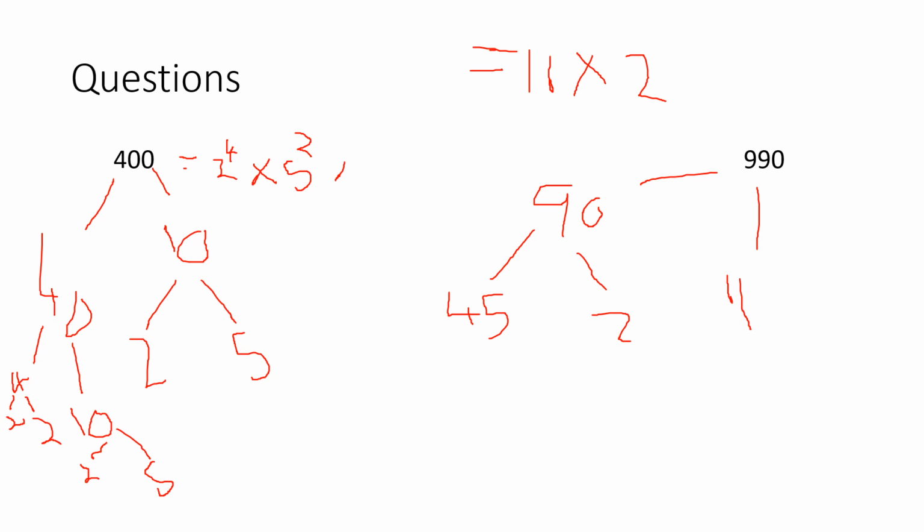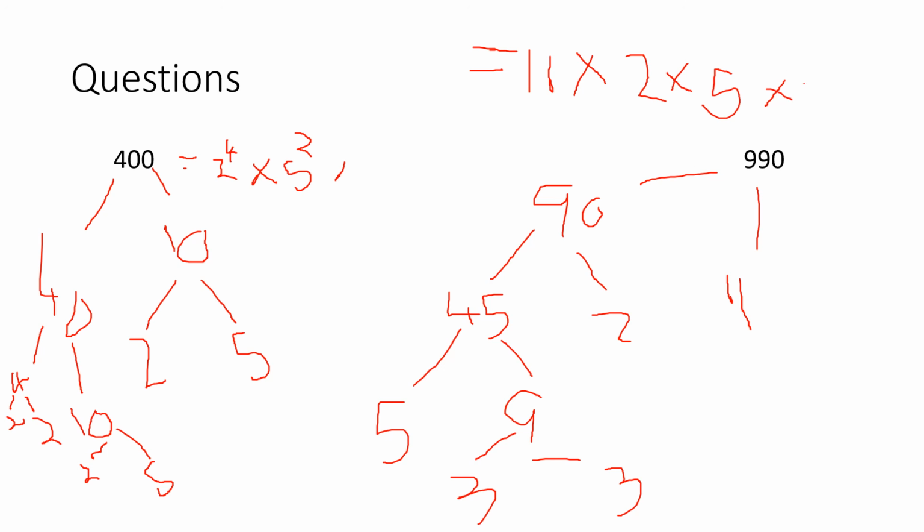Now if we were to split up 45, we'd get 5 and we'd get 9. Now 5 is a prime number, so we just do times 5. And now 9 isn't a prime number, it's actually a square number, so we can split it down even more. And the two numbers that multiply to get 9 are 3 and 3. And so instead of writing times 3 times 3, we can write it as 3 squared. And so the answer for the prime factors of 990 is 11 times 2 times 5 times 3 squared.